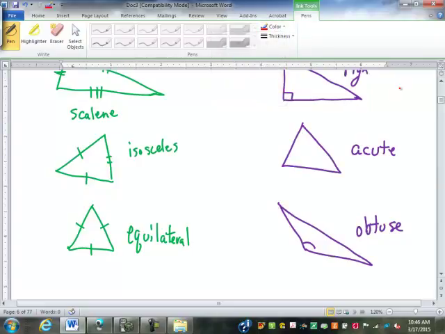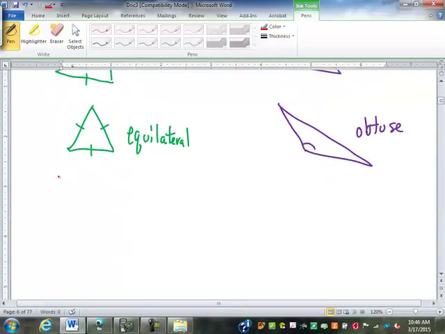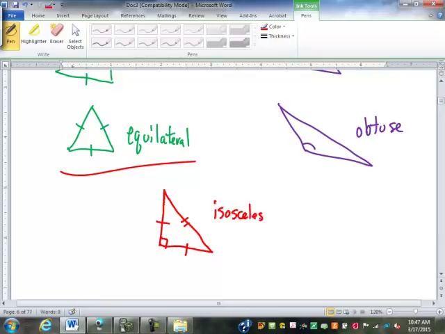Occasionally, there are combinations of those. Equilateral pretty much stands on its own. Not a whole lot you can do with equilateral. But you can have something like this. Not only is it a right triangle, but it's also an isosceles. You'd call that an isosceles right triangle.